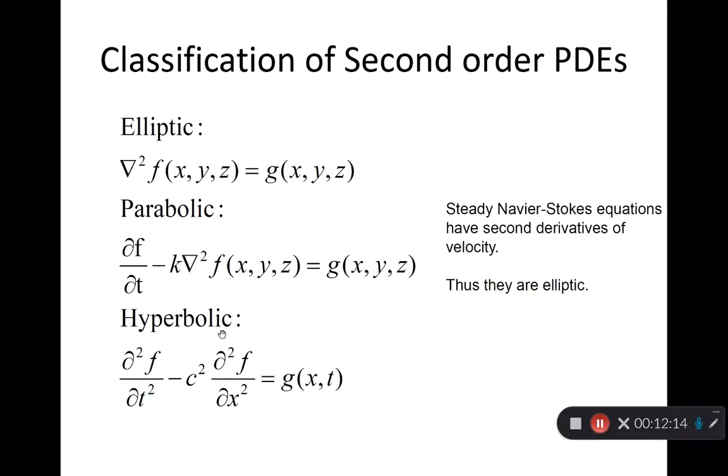There is a third set of equations. These appear in supersonic flows. We will see them later. It's called the hyperbolic PDEs. So there is a classification of three partial differential equation sets. Our Navier-Stokes equations without a time derivative are elliptic. If you have a time derivative, they are parabolic.